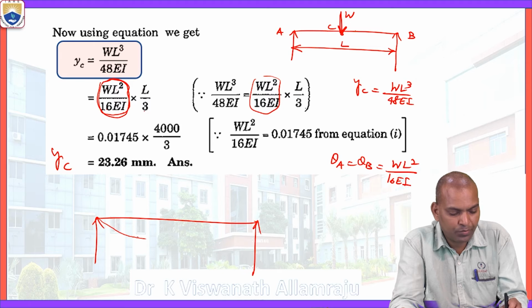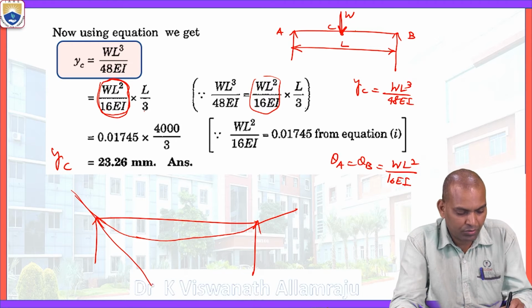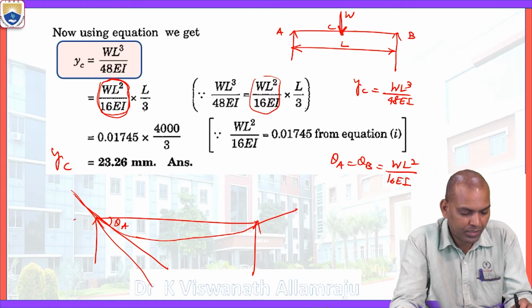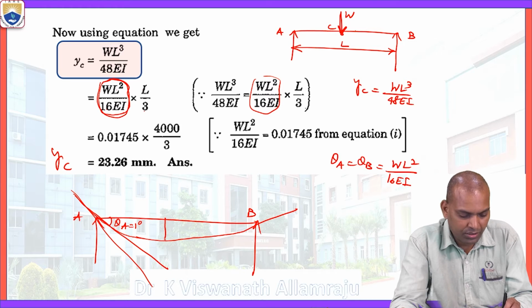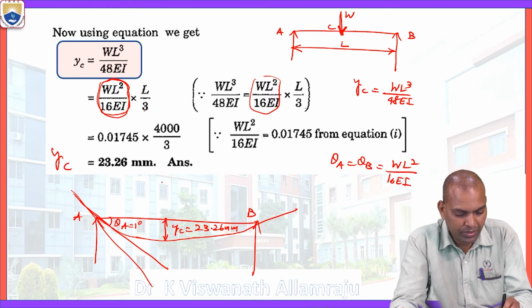The slope at the support is 1 degree, that is theta A at support A, and theta B is also 1 degree. The deflection at the center YC equals 23.26 millimeters.